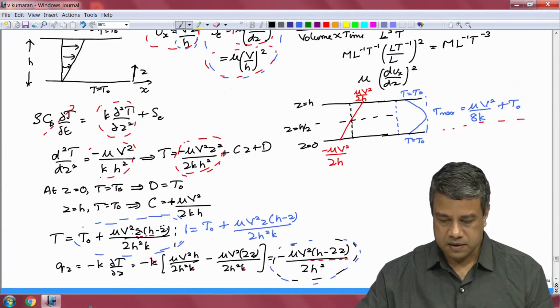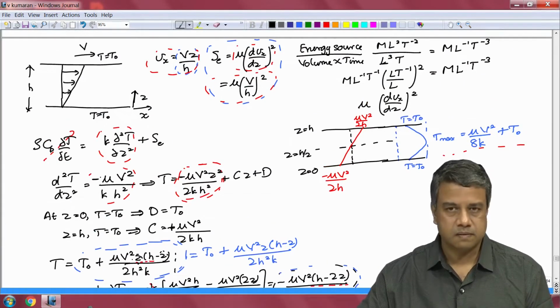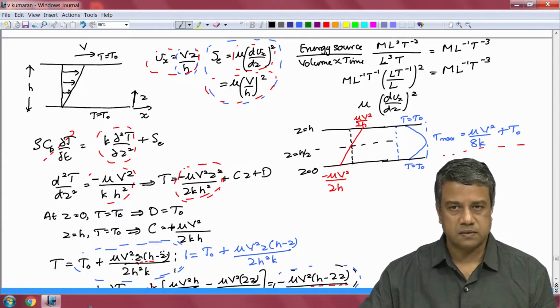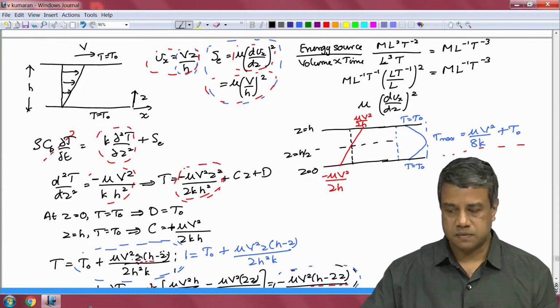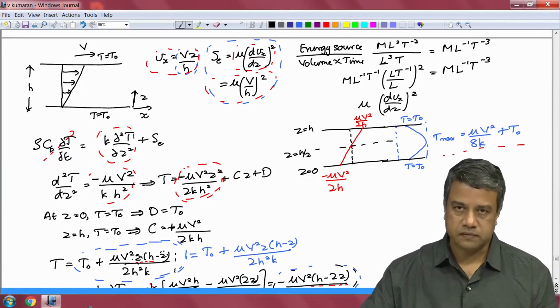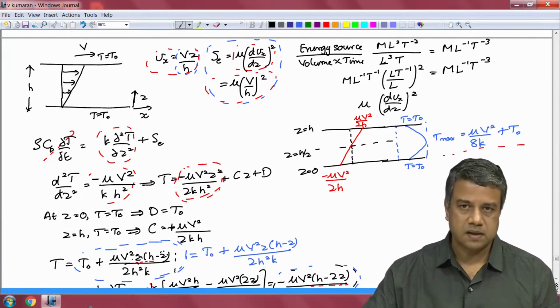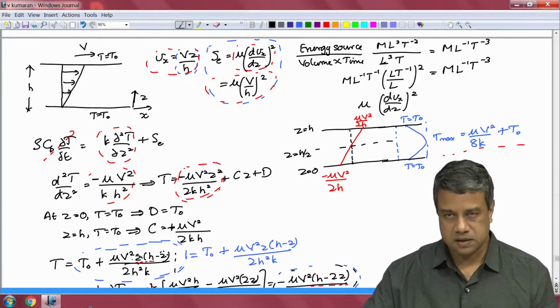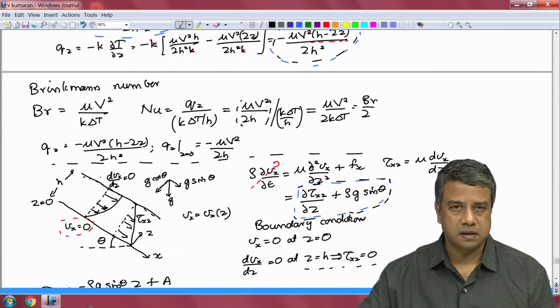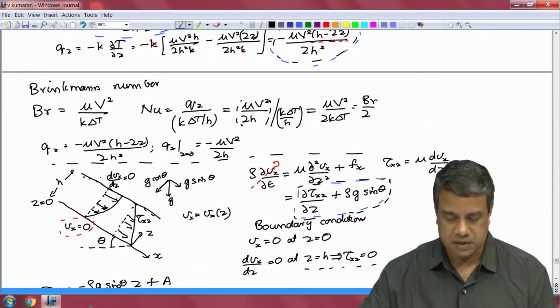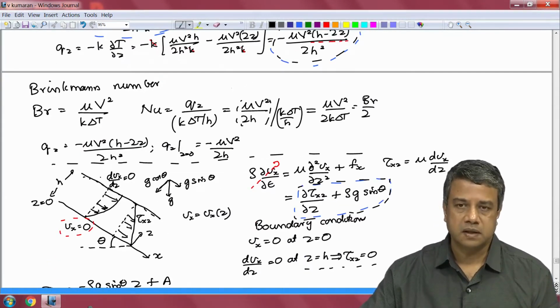The first one was for temperature profile, where the source was a constant, equal to the viscosity times the strain rate squared. Flux was a linear function of position, temperature was a quadratic function of position. We calculate the temperature using the two boundary conditions, and from that you calculate the flux and the Nusselt number correlation for the heat flux.